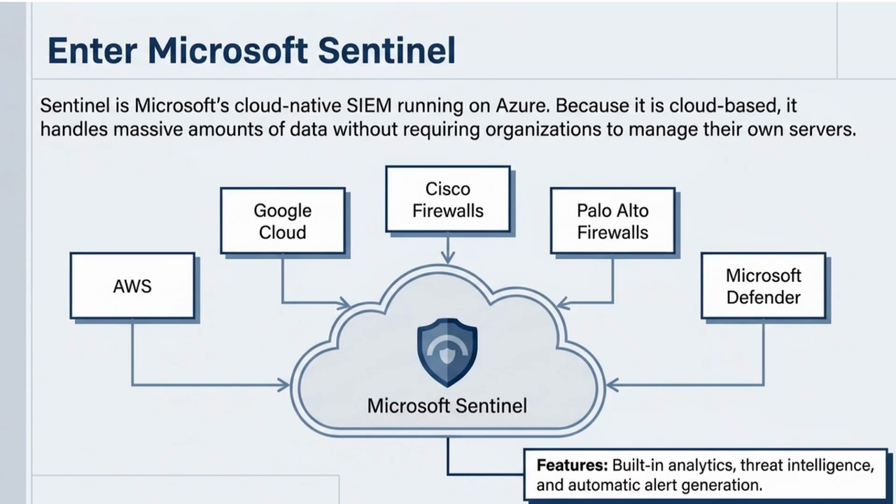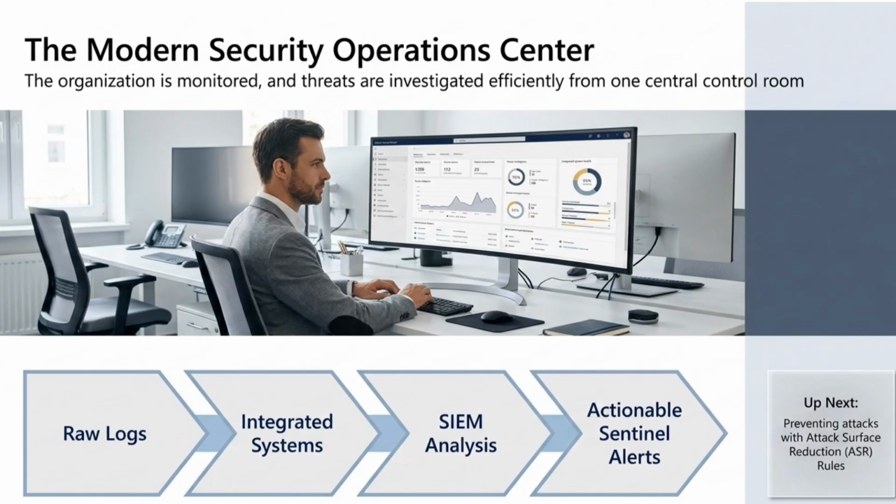Today we have learned that SIEM is like a security control room for the organization. It collects logs from different devices and applications, analyzes them and alerts the security team when something suspicious happens. We also learned that SIEM integration means connecting different security tools such as Microsoft Defender, Windows, Azure, Microsoft 365 and firewalls so that all security information is available in one place. Finally, we saw how Microsoft Sentinel acts as a modern cloud-based SIEM that helps organizations to detect, investigate and respond to cyber threats efficiently.